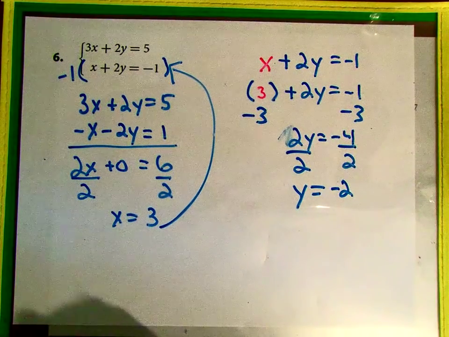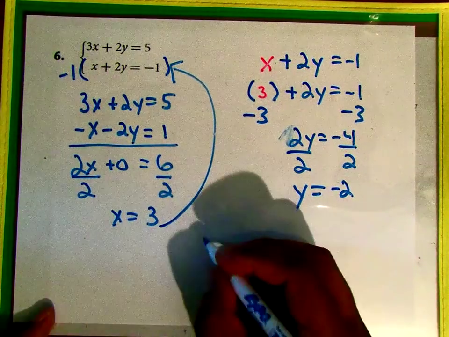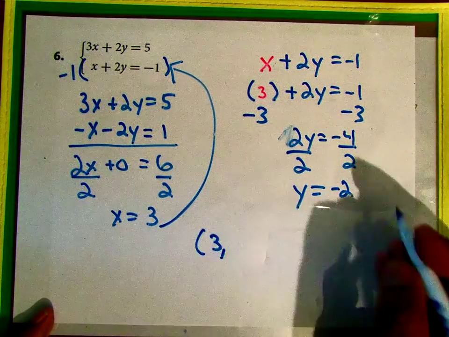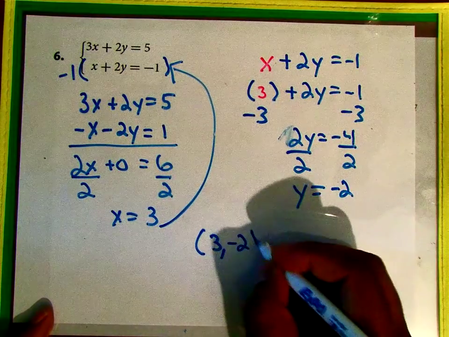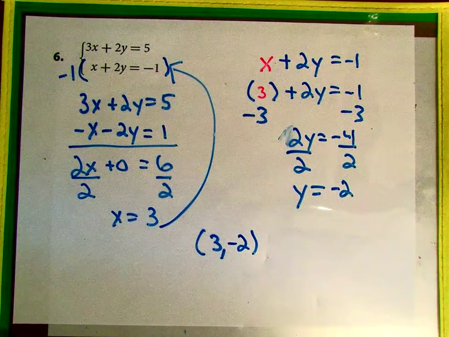All right, now I've got my two points. My x is 3. Or I should say my coordinates here: x is 3, y is negative 2. And that's my solution.